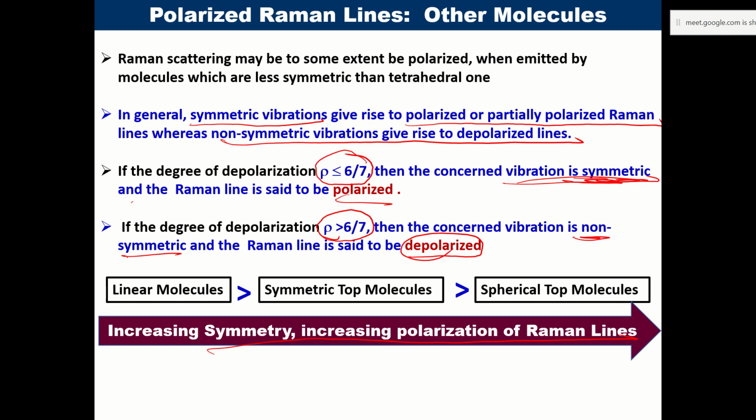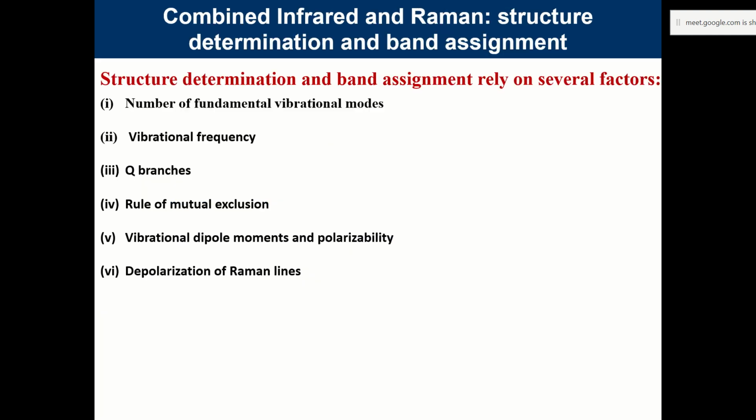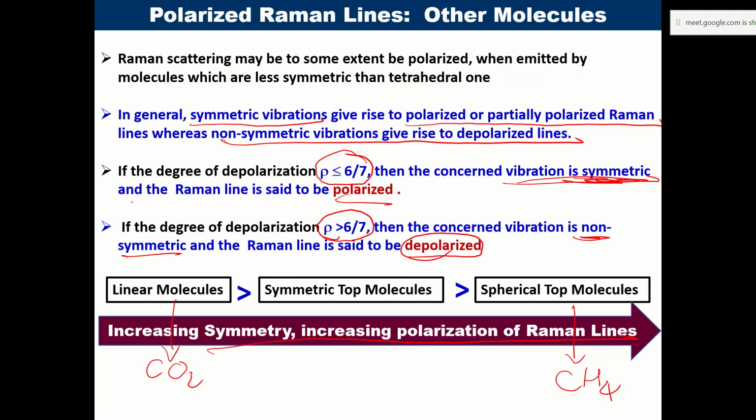CO2 के केस में जो most symmetric vibration is stretching vibrations, symmetric stretching vibrations. In that case, what we have seen here, CO2, and this is the example of CH4. So these are the two extreme situations we have. So left to right, we have increasing symmetry and increasing polarization of the Raman lines is observed. Okay, and yes, so they will be here. It will be partially polarized, symmetric stretching.